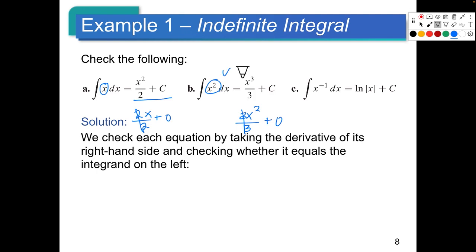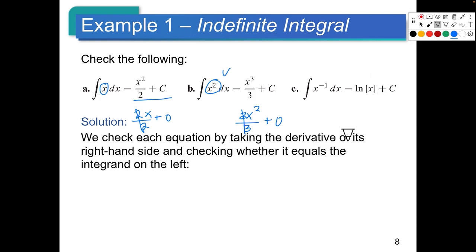We've got a function, we take its derivative, we multiply and then subtract one. We've got a derivative, we're going back the other way. We add one to the exponent and then divide by that new exponent. Okay, and here, natural log of x plus c.